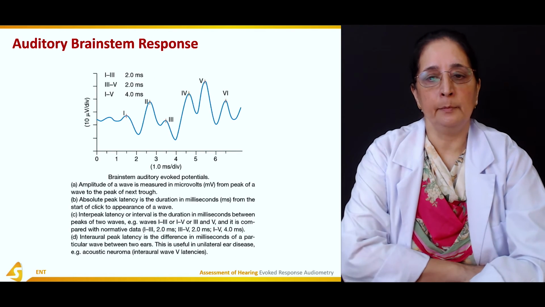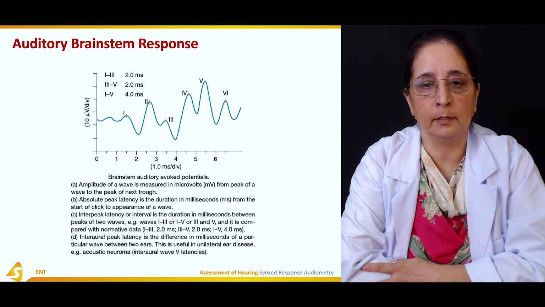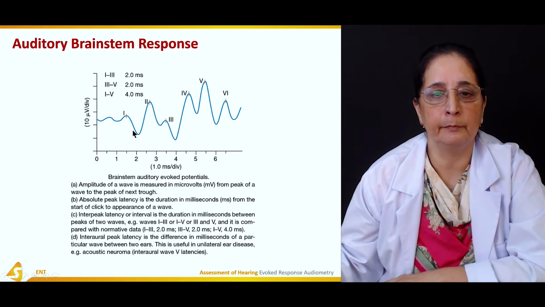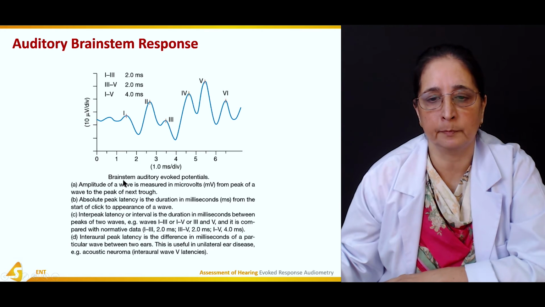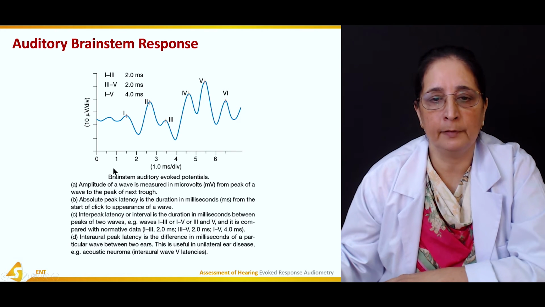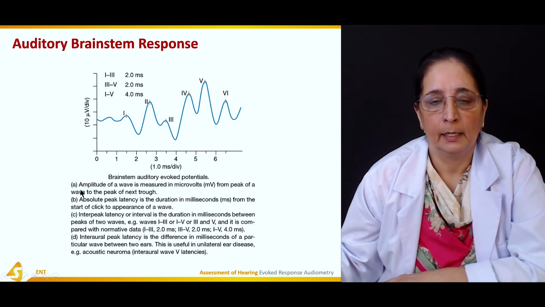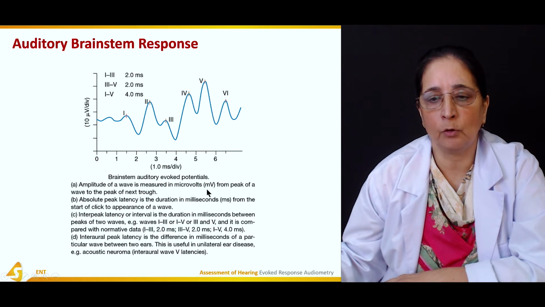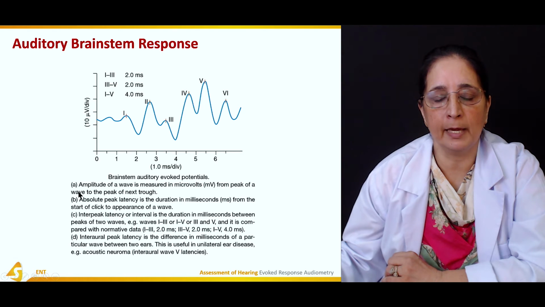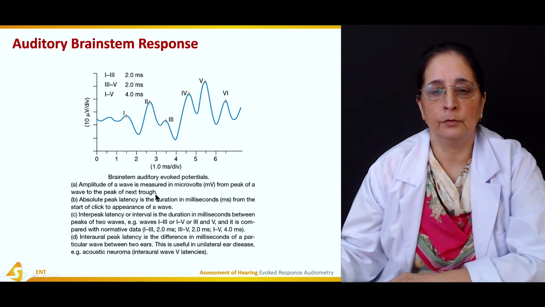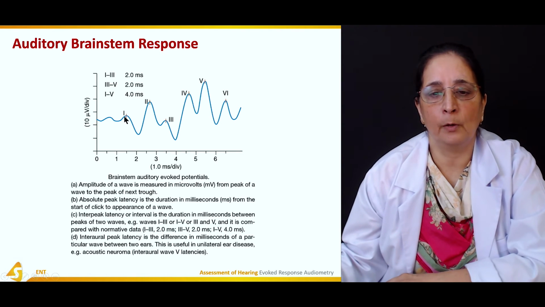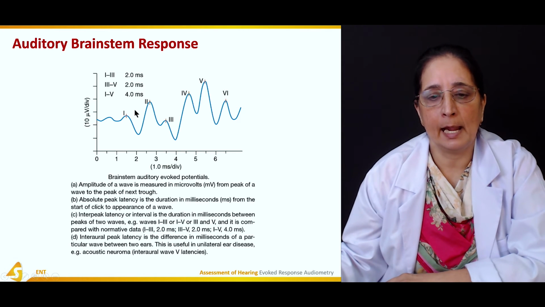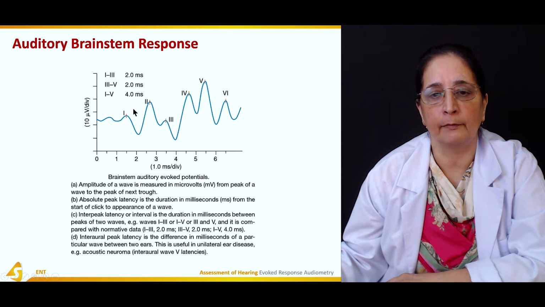Then the auditory brainstem response. That's the graph we get after the brainstem evoked response. If we see, A is the amplitude of the wave, which is measured in microvolts from the peak of one wave to the peak of the next drop. So this is the amplitude from the peak of one to the peak of another. That's the amplitude of the wave.